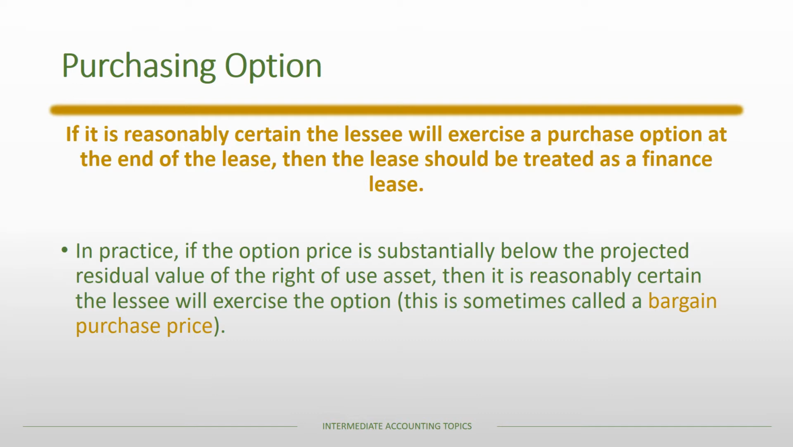And so what does it mean to be reasonably certain? In practice, if the option price is substantially below the projected residual value of the right of use asset, then it is reasonably certain the lessee will exercise that option. Sometimes this is called a bargain purchase price. Again, this idea of reasonably certain does leave some room for judgment.